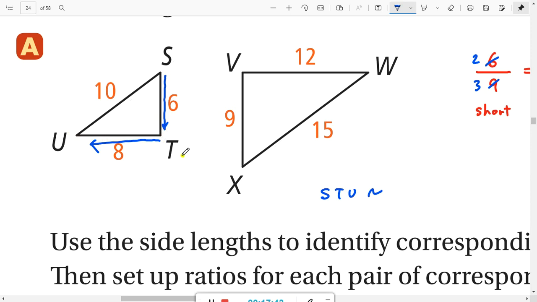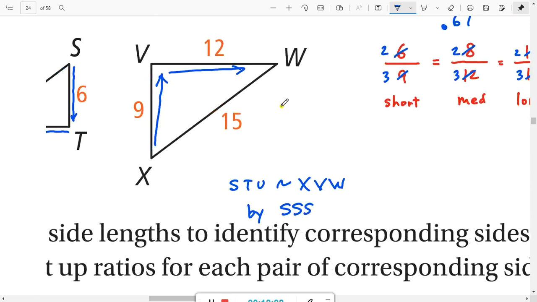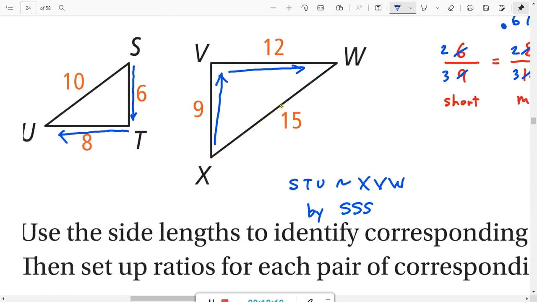And then do the same thing on the other side. Go past the short and then go past the medium. So that's going to be XVW. Okay, and the triangles are similar by SSS. We proved that all three sides are proportional to each other. So that's it.